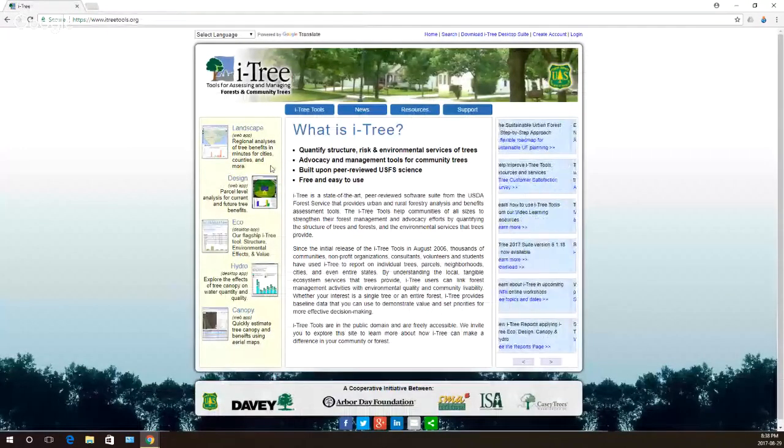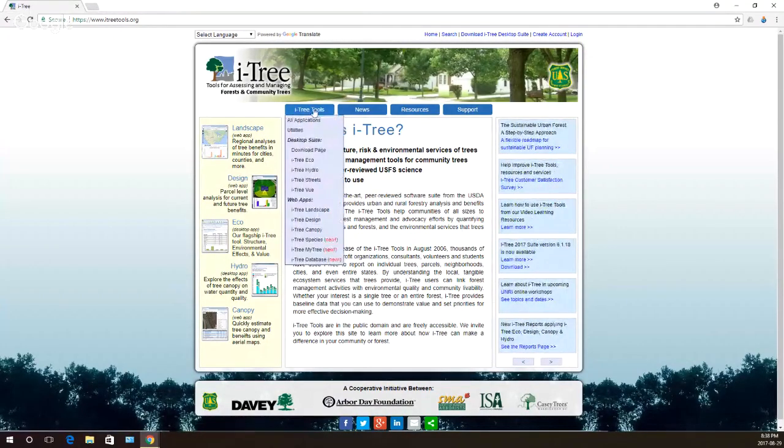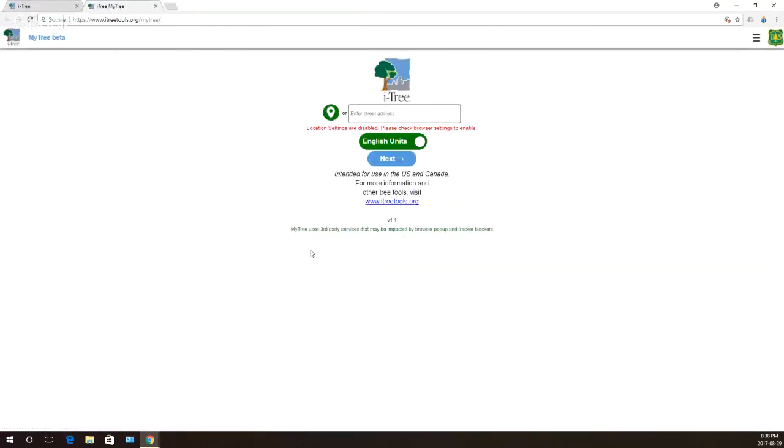So using iTree, which is a USDA tool, Rick's very familiar with it. And Ashley, if you're not, you will become familiar with it, whether it's in your studies or in this project. On the iTree website, you go to iTree tools, and the module or app that I used was iTree MyTree. So that comes up there. The actual address that I used was the address at the Arboretum, but I'll just use mine as an example.